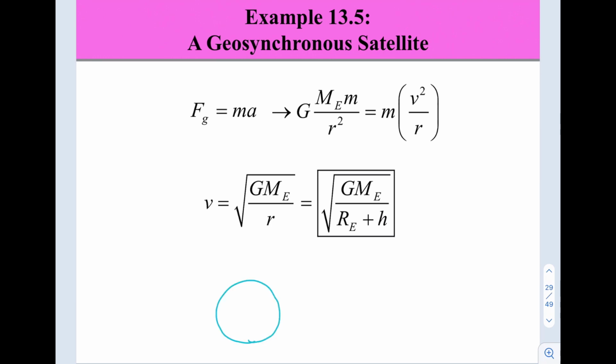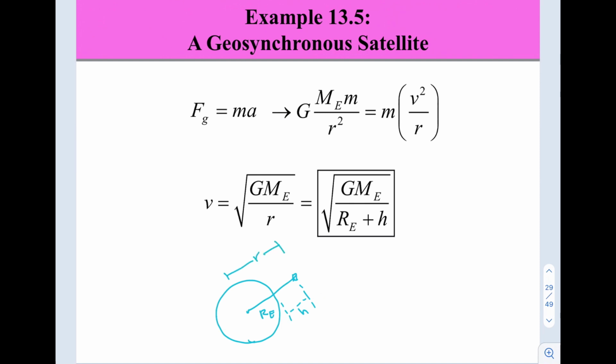So let's imagine this is the Earth, and here is the satellite. From center to center, you have to add up the radius of the Earth plus the h, the altitude. That is the r.